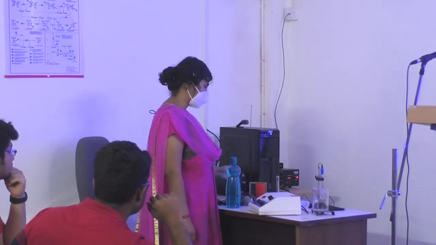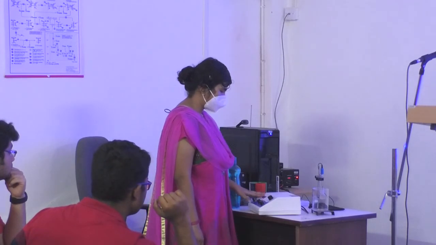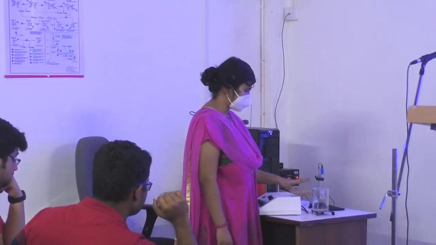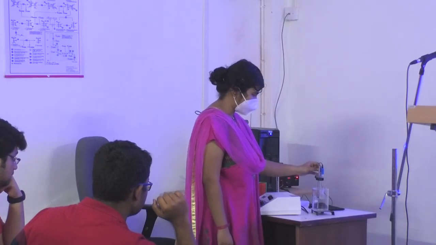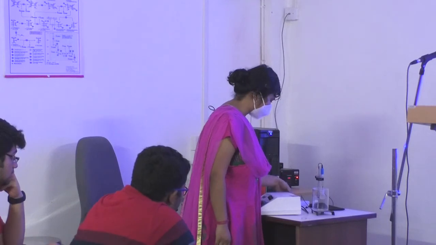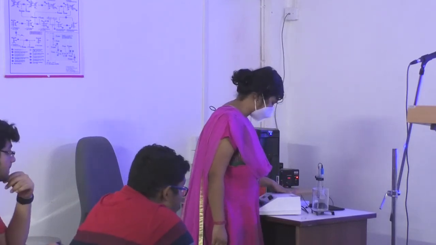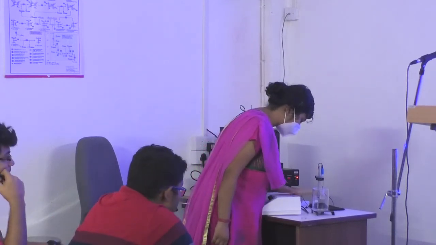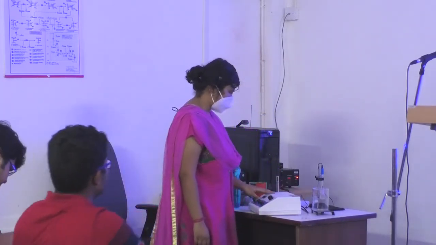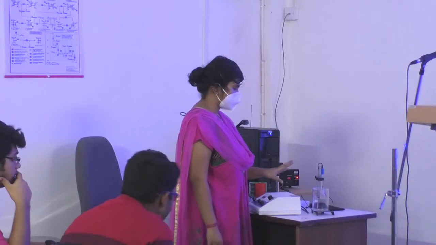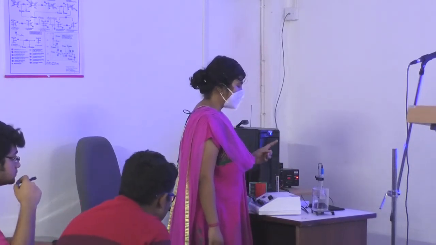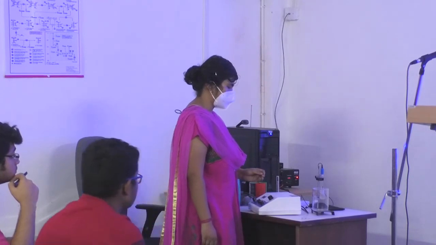So, of course, we plug in the main source, and then we start the machine. The glass electrode, which is visible, has to connect to the main machine. Then the main power has to be switched on. After that, two standard buffer solutions have to be taken: one is the acidic buffer and another is the neutral buffer.